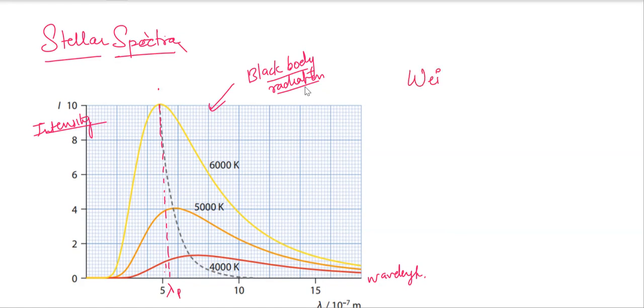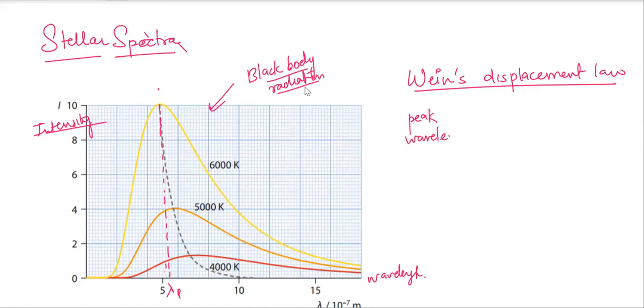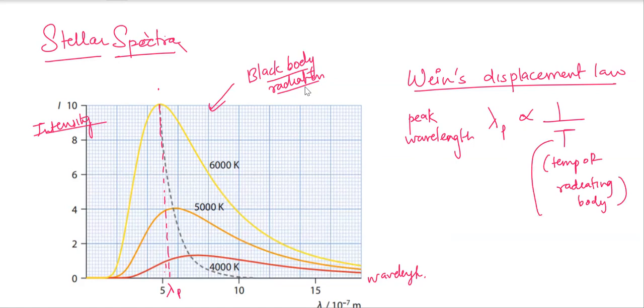Now there is something that we call Wien's displacement law. According to Wien's displacement law, the peak wavelength of a black body radiation curve is inversely proportional to the temperature of the radiating body. In terms of astronomy, this is the surface temperature of a star, and this is the peak wavelength that we observe.